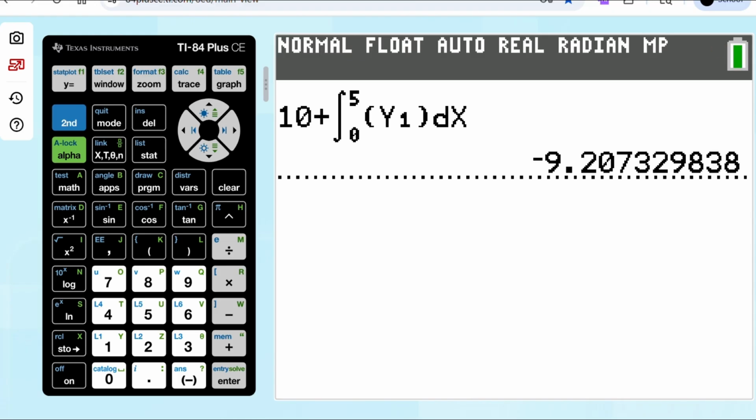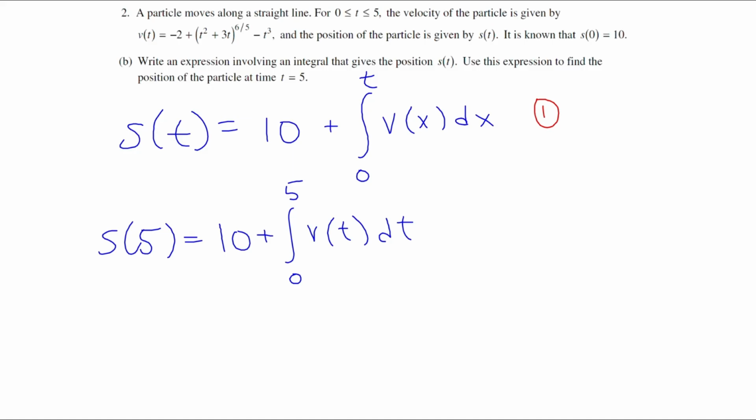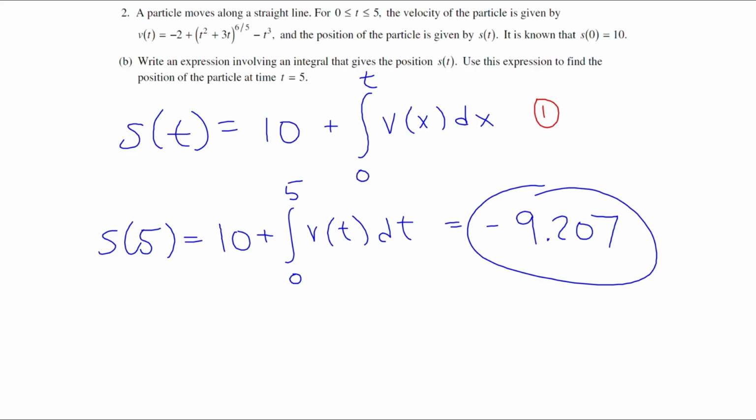We'll just hit enter there, and we end up with negative 9.207. And that will be the position of our particle at t equals 5. And that's the second point of part B.